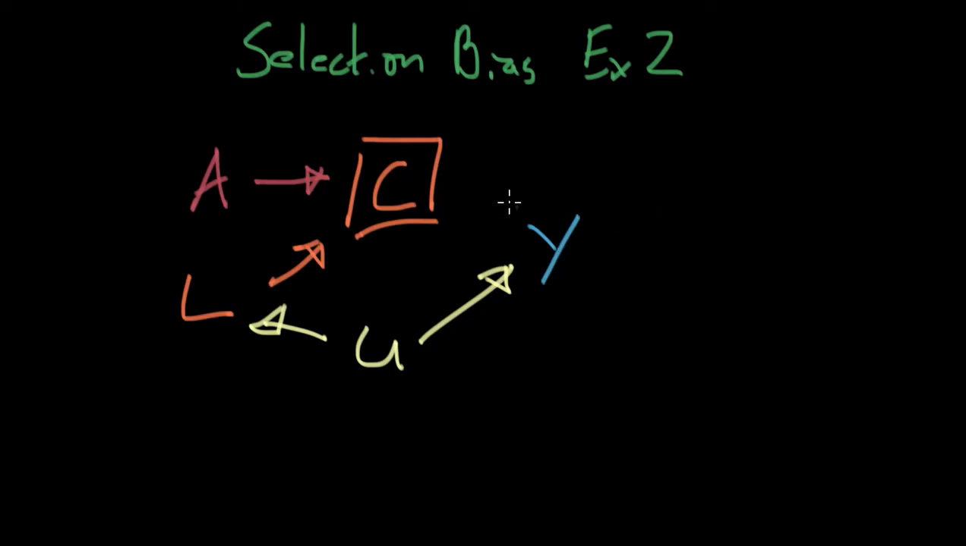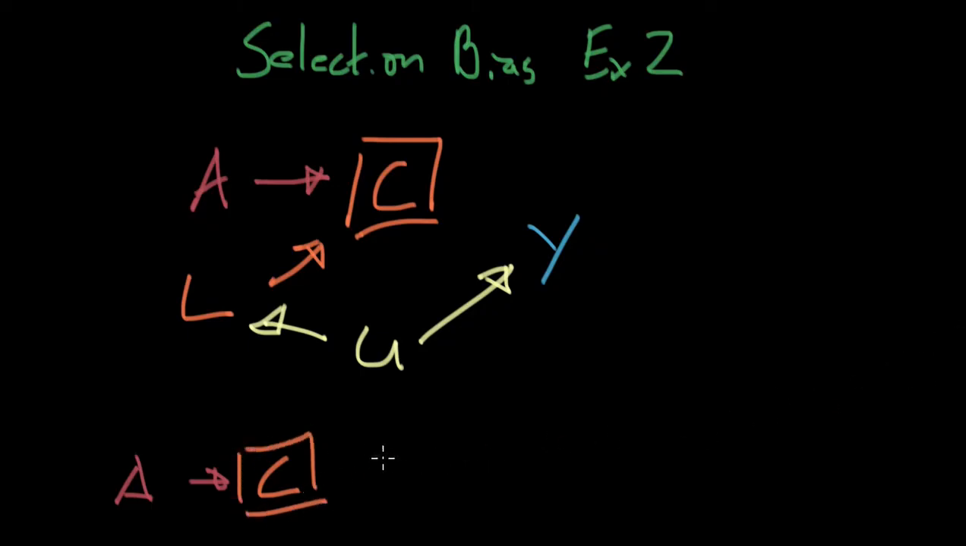Question: is there selection bias? So once again, the best way to do this, I think, is just to go ahead and write this out in one line. So we have some sort of A, which affects some sort of value of C, which in this case is likelihood to drop out.